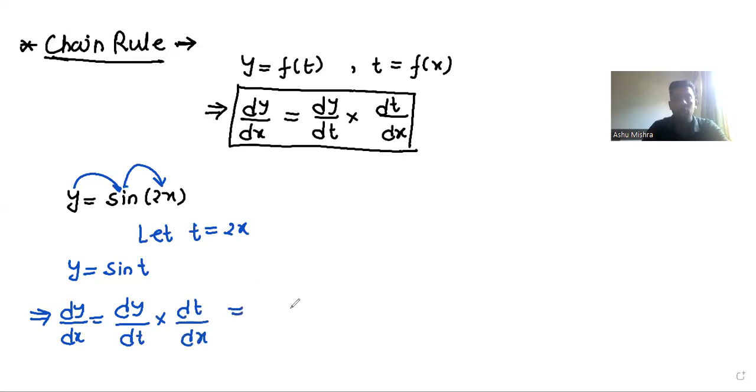From here, the value of dy over dt will be equal to cos t, and the value of dt over dx is equal to 2. That means the required answer will be 2 cos 2x. You can use this concept for solving this type of question. Now, you can do this question by another method. Suppose your question is y is equal to sine 2x.